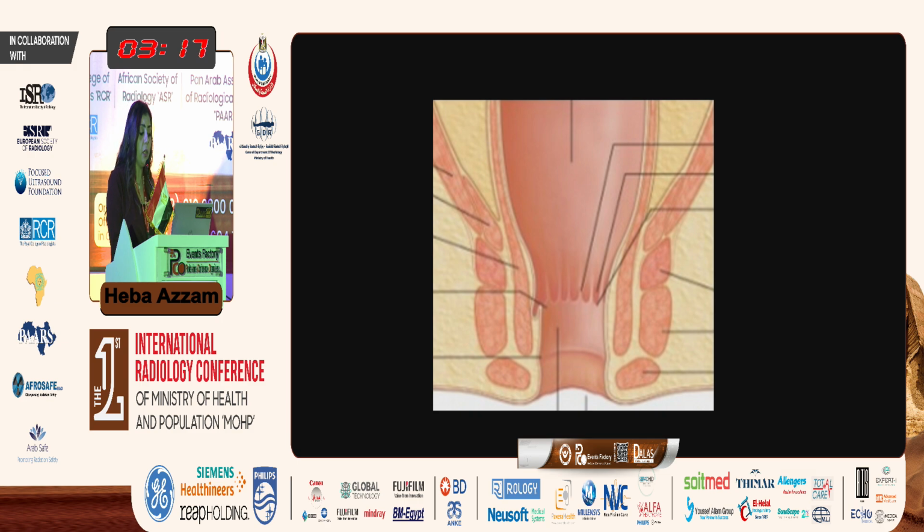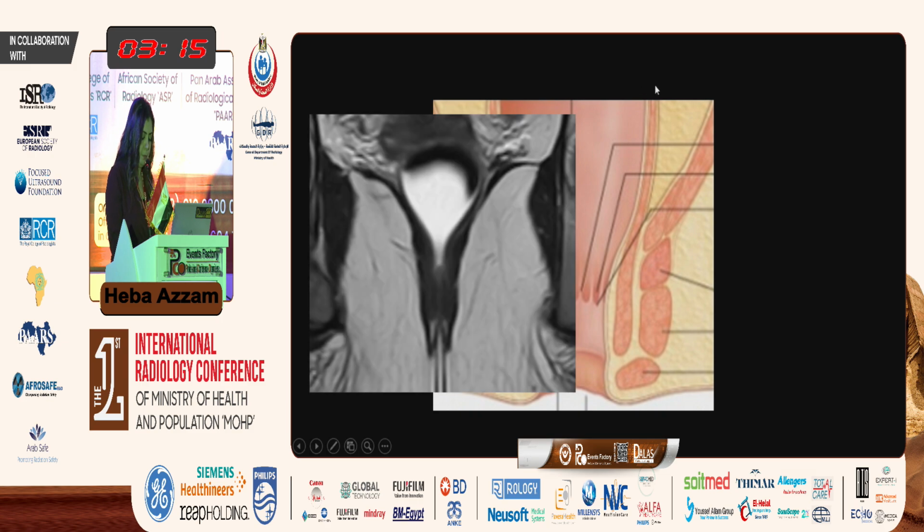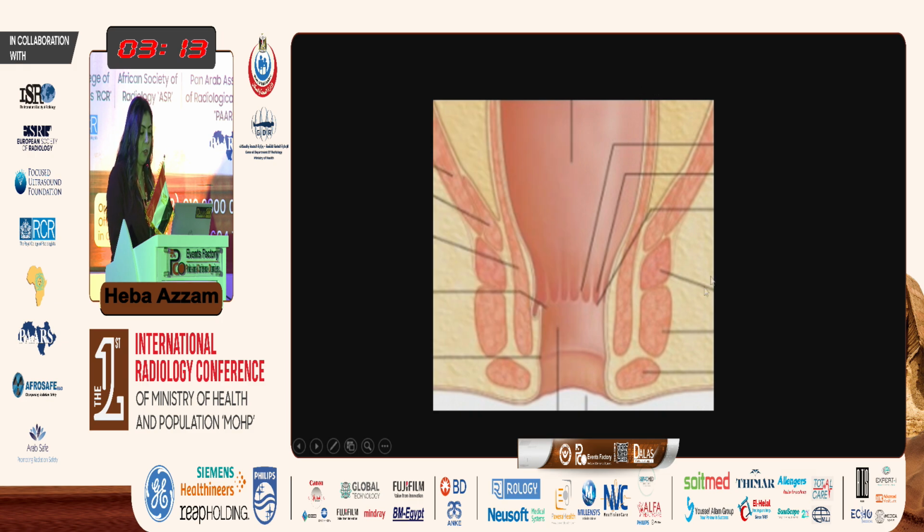This is a coronal diagram of the sphincter. The external sphincter is divided into 3 parts. The subcutaneous part, this one, as we can see here, the superficial part of the external anal sphincter, and the deep part of the external anal sphincter. This is the internal anal sphincter, and in between them is the intersphincteric space. Above the sphincter here is the puborectalis muscle, and this is the iliococcygeus muscle.